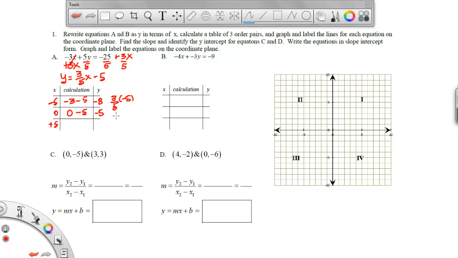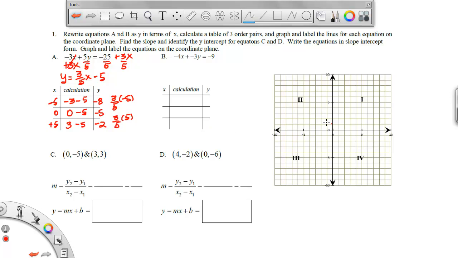Now if I have 3 over 5 times 5, that's 15 divided by 5, which is a positive 3. So 3 minus 5 gives me negative 2. So my ordered pairs are negative 5, negative 8; 0, negative 5; and 5, negative 2.